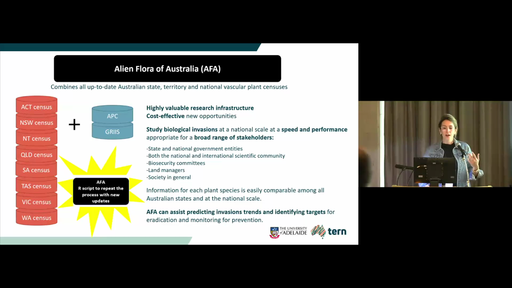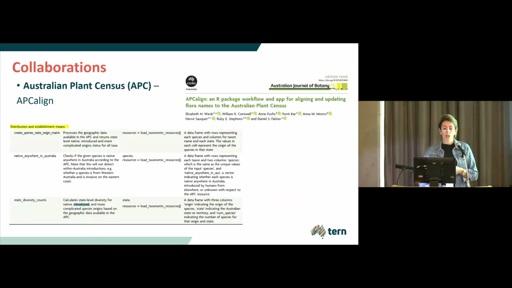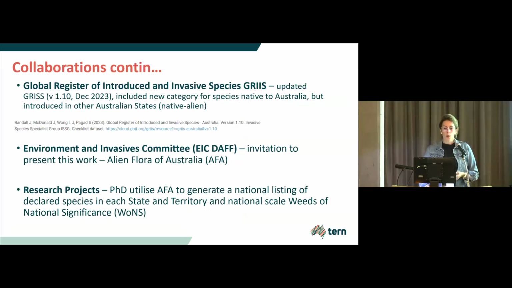So the AFA provides a highly valuable research infrastructure. It's cost effective, it's repeatable with an R script that's available, and can be used across a broad range of stakeholders listed here. Following the generation of this product, which came about not by accident but as part of another study, the APC has developed an R package workflow now, which makes that data much more workable, and it's called APC Align.